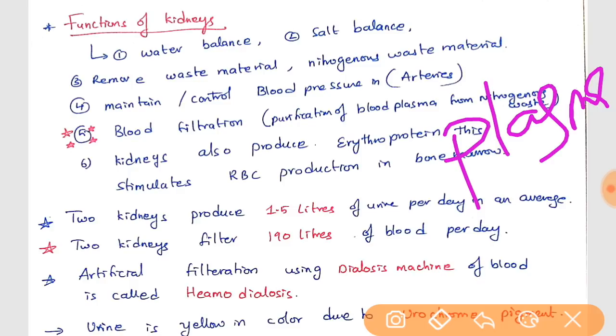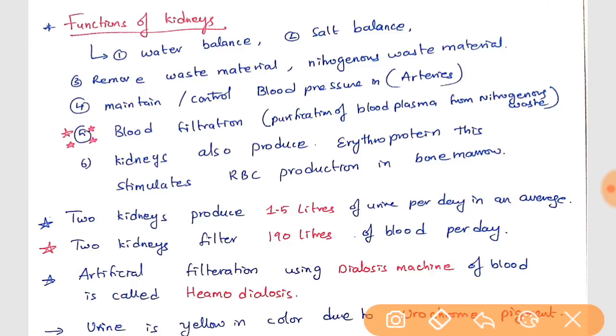This plasma, what does it do? It collects the waste materials from each cell, friends. Wherever there is metabolism happening in each cell, each molecule, each organ, the waste materials are collected by the blood plasma, and these are excreted in the kidney, friends. So blood filtration pertains to purification of blood plasma which has nitrogenous waste substances.